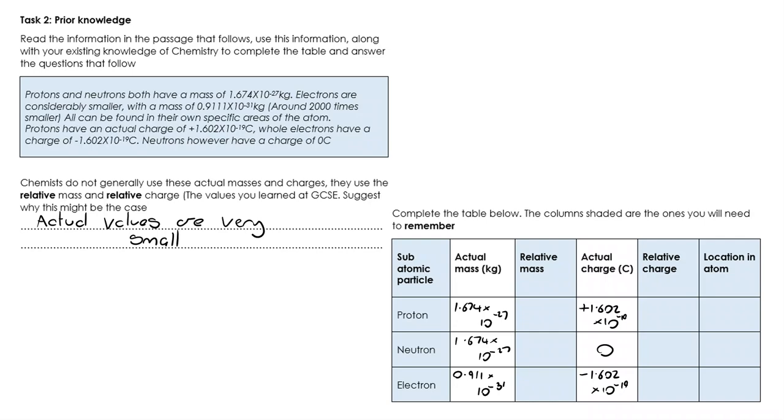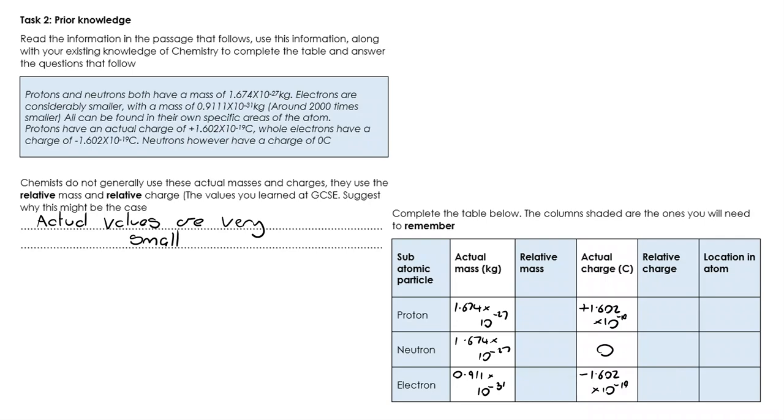Now, I've taken the values and put those in, but again, we don't need to learn them. What's important is that you can see that the mass of the proton and the neutron are identical, and the charge on the proton and the electron are equal in magnitude, but opposite signs. That allows us to go to the relative masses and relative charges.